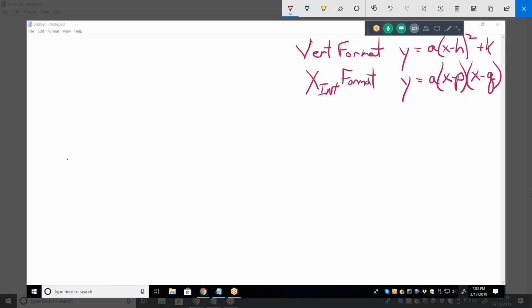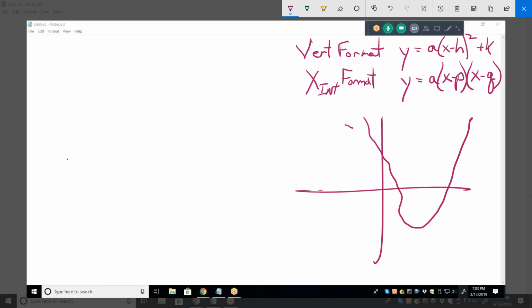They don't use h and k because h and k mean the vertex. This is the x-intercepts. In other words, that one problem where we had the parabola that went like this, its equation would have been y equals x minus 1 times x minus 5, because one of them was at 1 and the other one was at 5, right? And in the other one, a was 1, so a would be 1 here also. So when you have x-intercept format, it's really easy to figure out where the intercepts are. They're at 1 and 5.